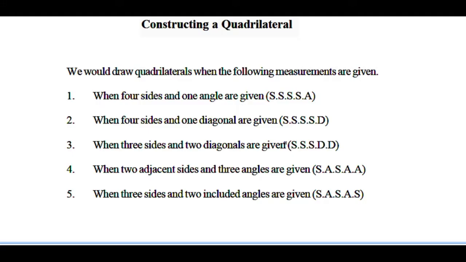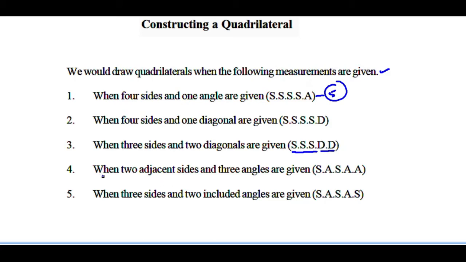So to construct a quadrilateral, generally we require 5 independent measurements, and we can draw quadrilaterals with the following measurements given. First, when 4 sides and 1 angle are given, that is S, S, S, S and A. So total 5 independent measurements. Then in the second case, when 4 sides and 1 diagonal are given, and the third one, when 3 sides and 2 diagonals are given. See here, 3 sides and 2 diagonals, total 5 independent measurements.